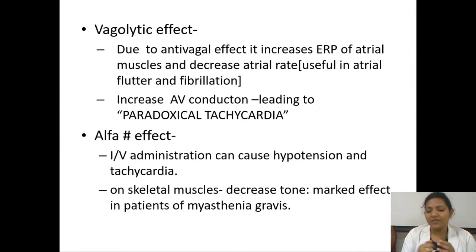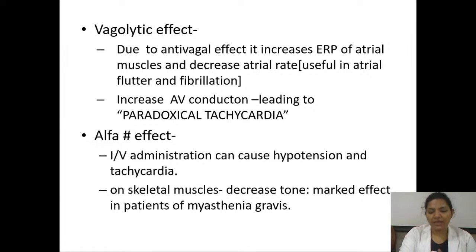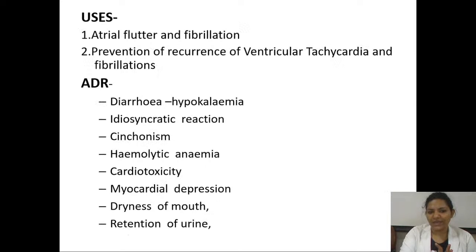On skeletal muscles, there will be a decrease in tone, and specifically this effect is seen in patients with myasthenia gravis, right? Now, what are the uses of quinidine? Like I've discussed earlier, specifically due to its vagolytic effect, quinidine is especially useful in patients with atrial flutter and fibrillation. Secondly, for prevention of recurrence of ventricular tachycardia and fibrillation. So it is used for both treatment of atrial fibrillation and prevention of ventricular fibrillation.